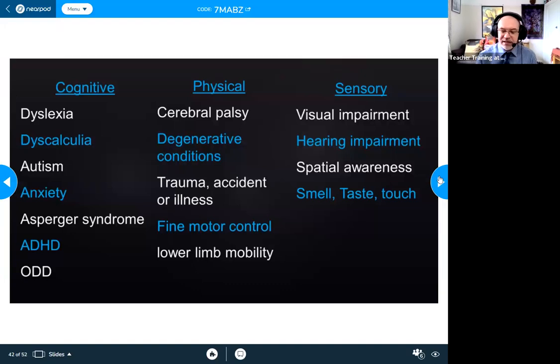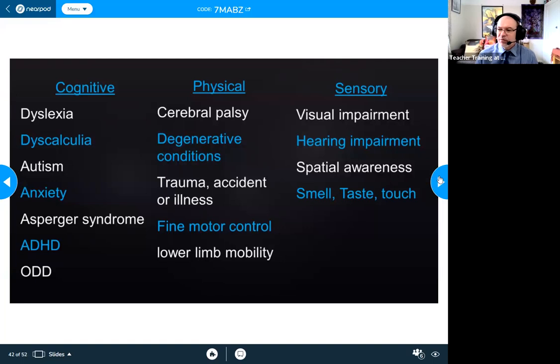Dyscalculia, autism, anxiety, which is prevalent in our young people, particularly so since the pandemic. Asperger's syndrome, ADHD and ODD, oppositional defiance disorder, are amongst some of the common ones that we see in students across the college, but there are others.